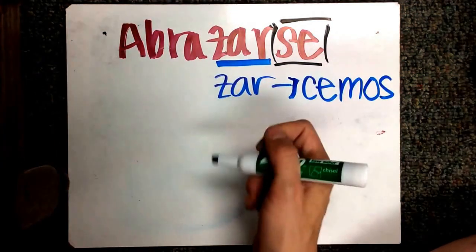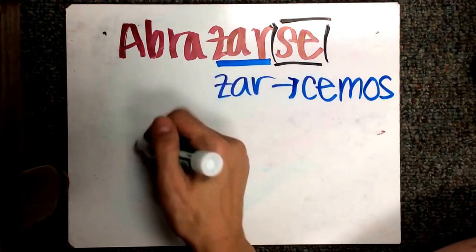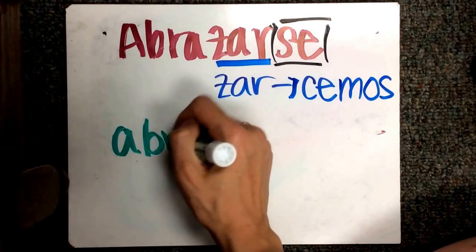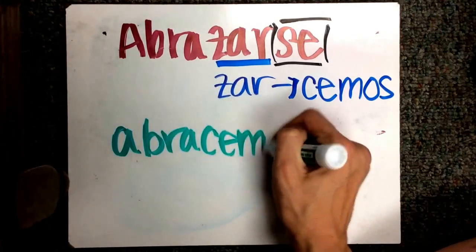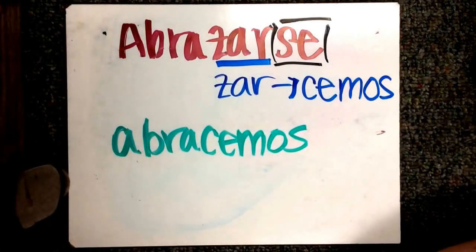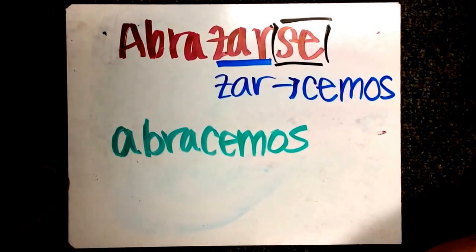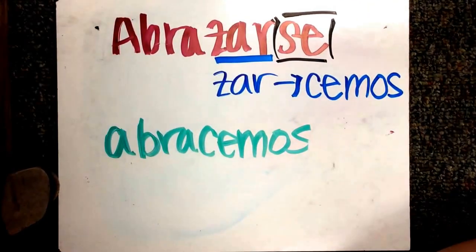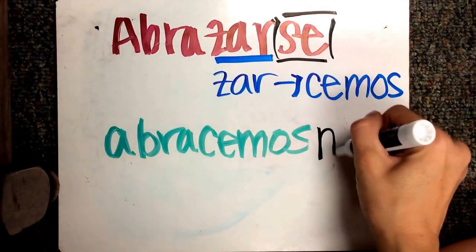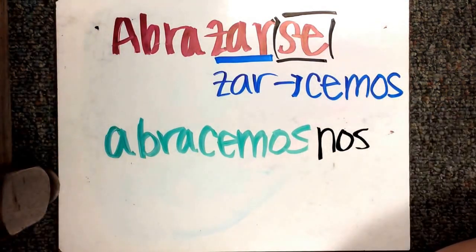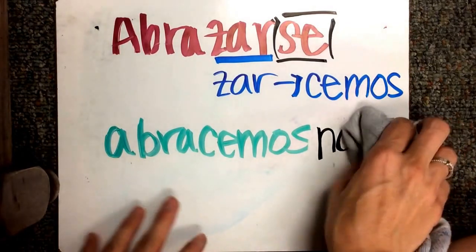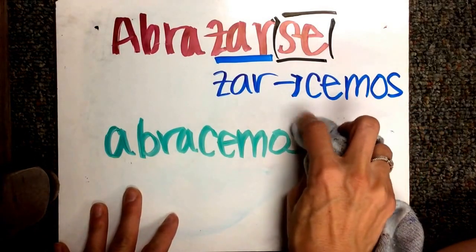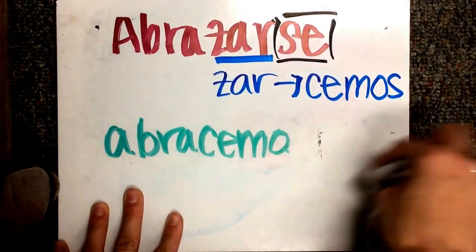Okay, so for my first step, what I want to do is I want to put abrazar into the command form, and I've pretty much already done it, right? It's just abracemos. But now I have this tricky little reflexive pronoun, and I need to do something with it. If I add the nos to the end of it, it's kind of a lot. Abracemos nos. So to make it a little bit less of a mouthful, what we're going to do is actually going to drop the last S of the command.